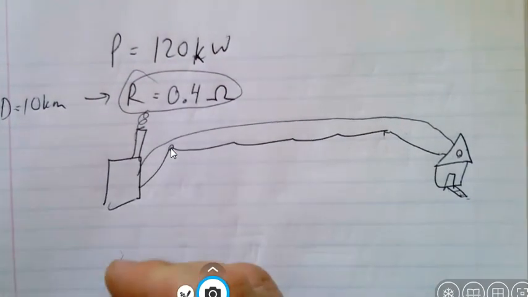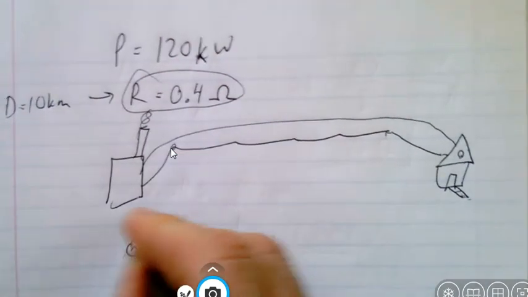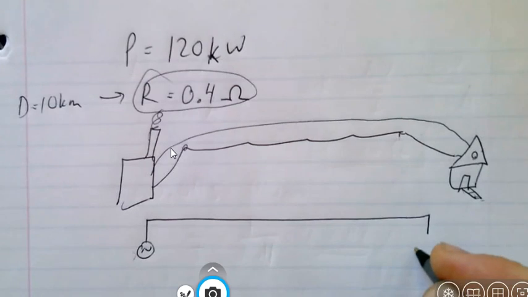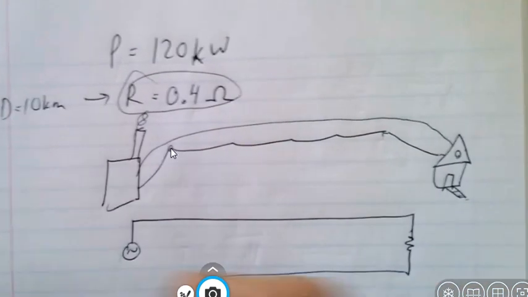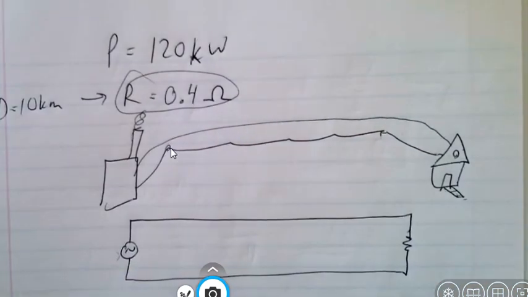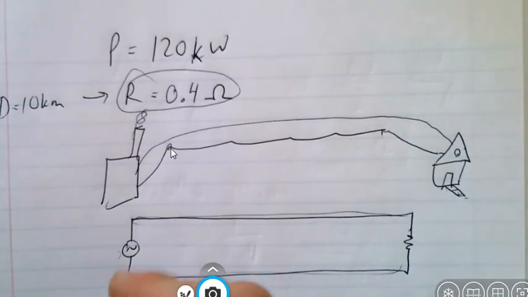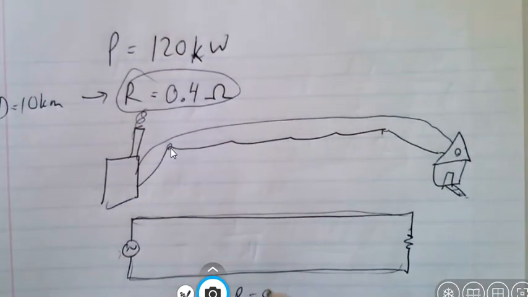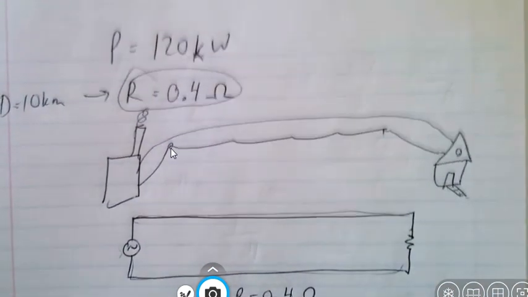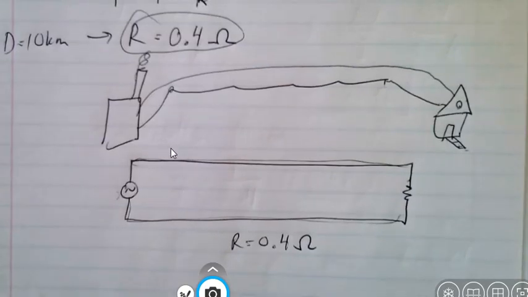So if we were to model this as a circuit, it would look something like this: a resistor, and then it goes back, right? That's a very boring picture of this whole thing. And what we're getting here is that the resistance of this whole wire, the whole way through, is equal to 0.4 ohms. So how do we figure out then the amount of power that's dissipated in this resistor here?